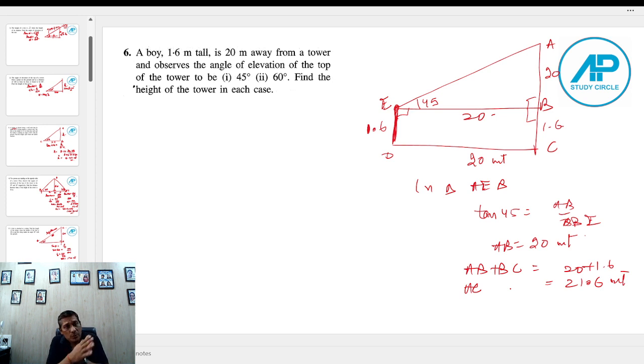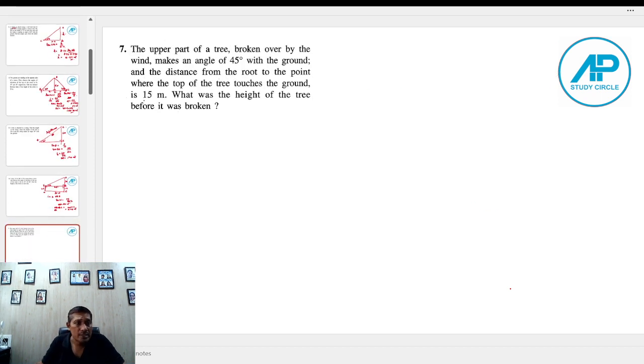Now, same we'll do with the angle 60. We'll simply change the angle 45 with 60. That gives me root 3 here, and I got the value of AB as 20 root 3. Put 1.732 for root 3 and find the value, 34 point something, plus 1.6. The same kind of approach, the angle might be different. Always remember this.